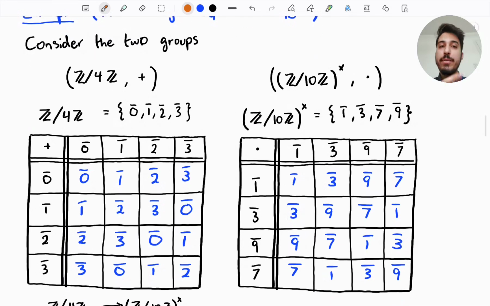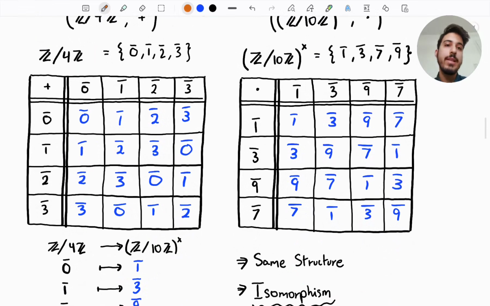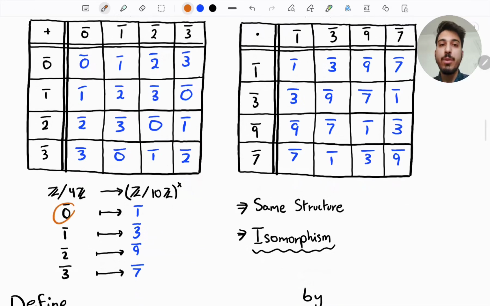So after having the multiplication tables ready, we noticed something. We noticed that if we replace 0 by 1, 1 by 3, 2 by 9, and 3 by 7, the group structure is preserved, and all we are doing is changing the labels of the elements of the first group to the elements in the second group, and the labeling of the operation from addition to multiplication. So this has the exact same structure, and we deduced that this must be an isomorphism.